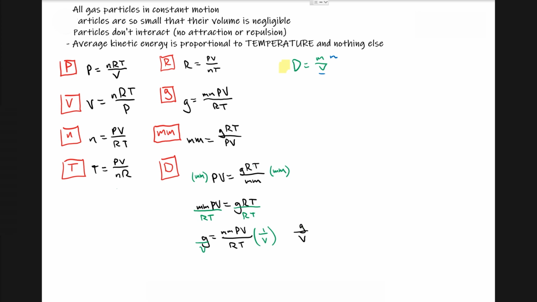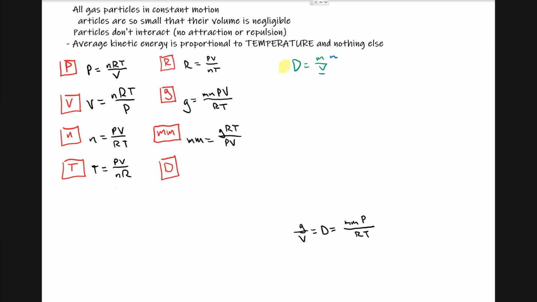G over V, which is equivalent to density, equals molar mass PV over RT. And I'm sorry, I should not have put the volume right there. It's simply molar mass times pressure divided by RT. So there it is. There is our density. So I'm going to go ahead and erase all of this. Scoot this up here.